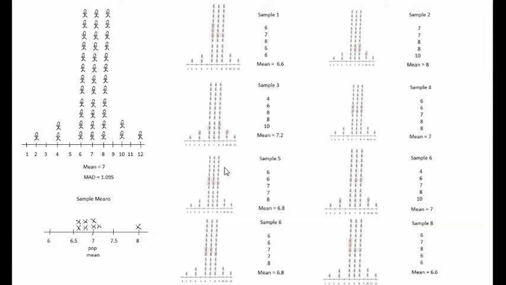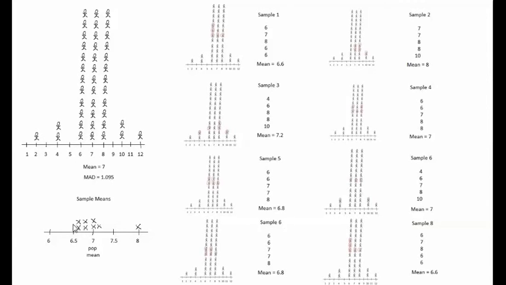We had 2 sample means of 6.6 right here. We had 2 sample means of 6.8. Those are these 2 x's right here. We had 2 sample means of 7, which are these 2 right here. We had 1 sample mean of 7.2, which is right here, and 1 sample mean of 8, which is this x out here. So these are just the 8 sample means that we have calculated here.